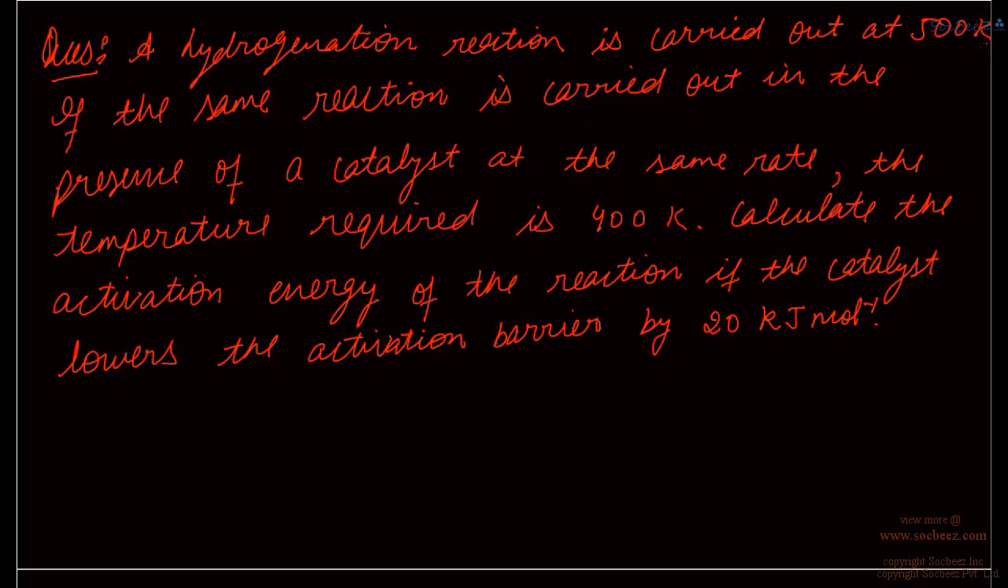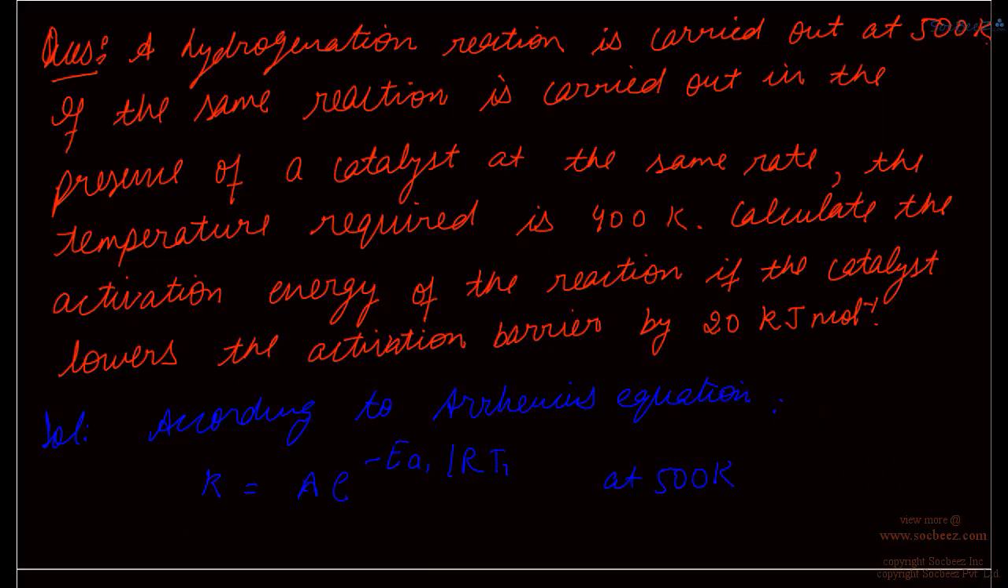Okay, so let's see what the Arrhenius equation is in both of these cases. So according to the Arrhenius equation, K equals A e raised to the power minus E A1 upon R T1. It is at 500 Kelvin and in the absence of catalyst.